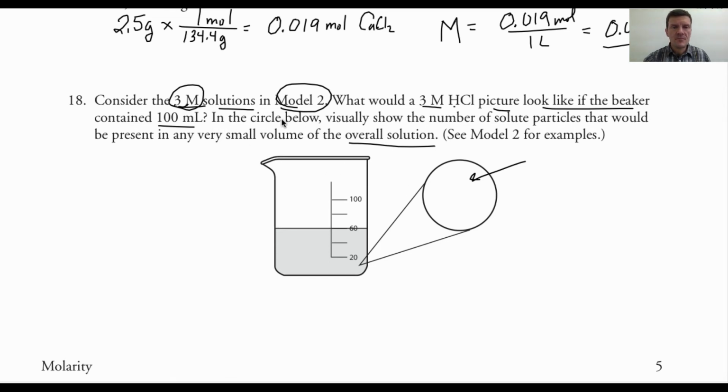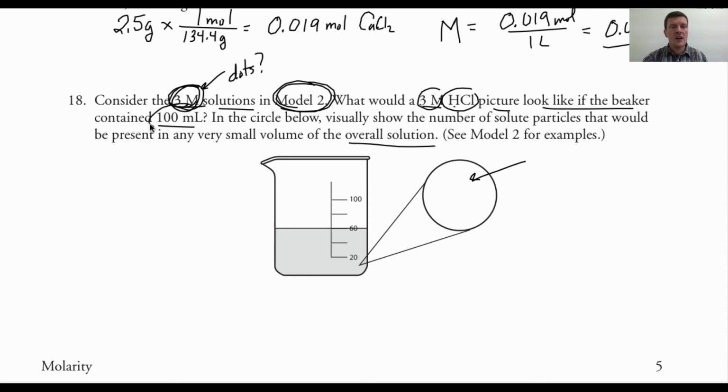All right. Let's look back up at Model 2 and look at the 3 molar solutions. Let's see how many dots the 3 molar solutions had. Okay, and then we're going to look at, what if you had a 3 molar solution of HCl? How many dots would that have?